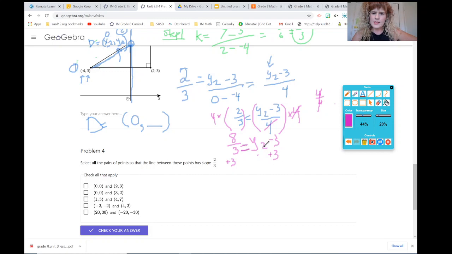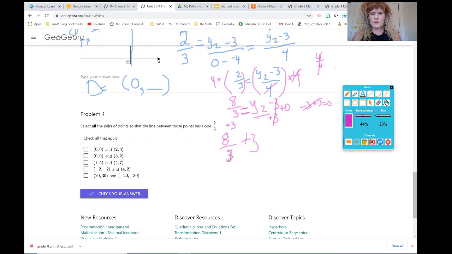Okay, what is y2 minus 3 plus 3? The reason why I did that is because if we have anything minus 3 plus 3, that equals 0. These 3's cancel out. Negative 3 plus 3 cancels out. That'd be like saying plus 0. So that just leaves me with y2. But over here, I'm left with 8/3 plus 3.